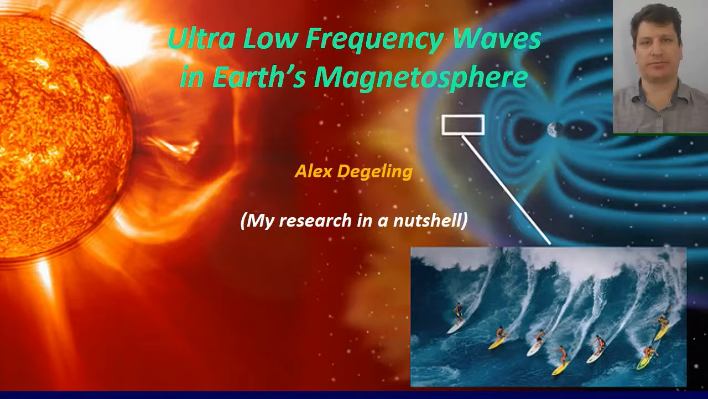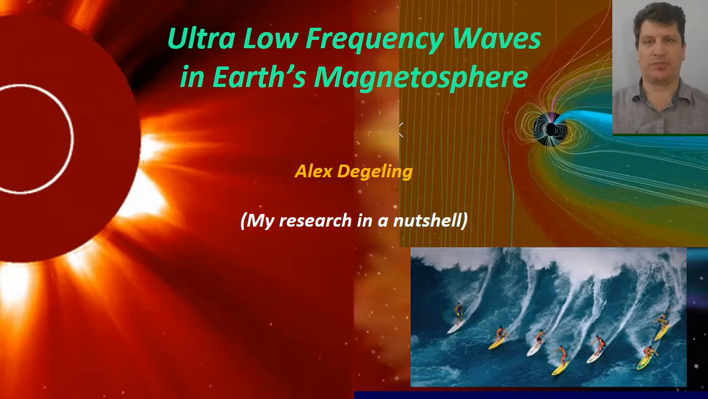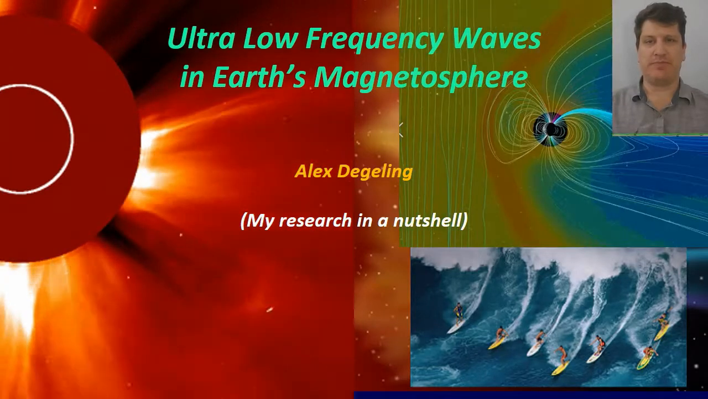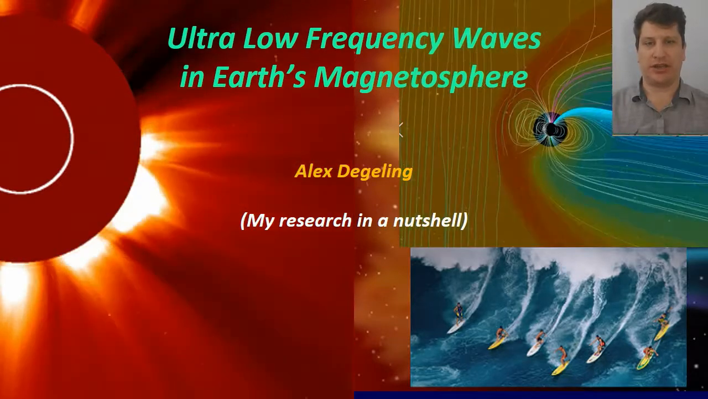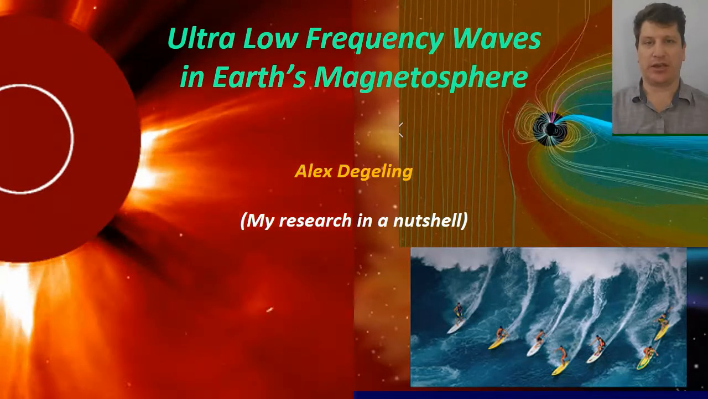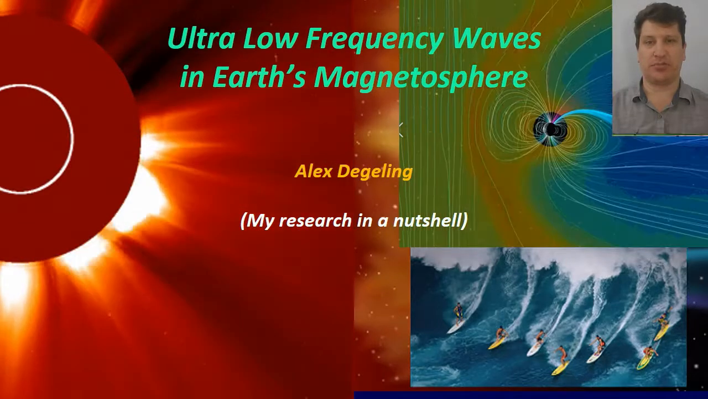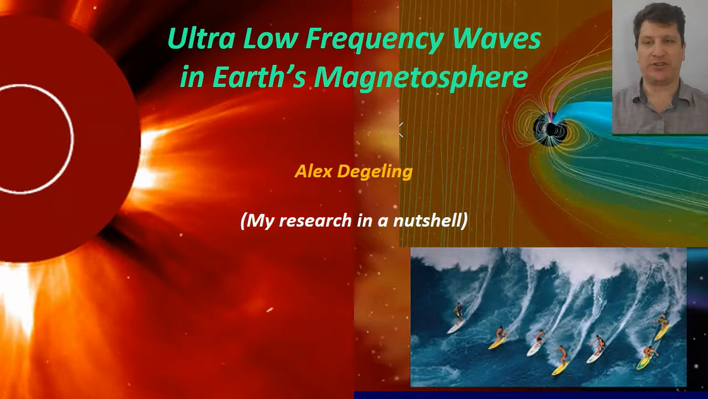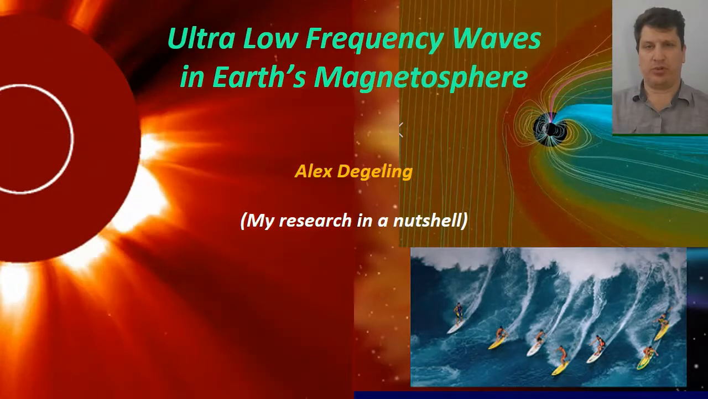So every now and again, blasts of solar wind plasma from the sun impact the magnetic field surrounding the Earth, which further compresses the day-side magnetosphere and stretches the night side. And this also launches global-scale ultra-low frequency waves into the magnetosphere. These waves have a number of important effects.